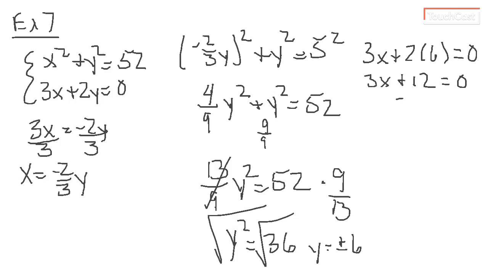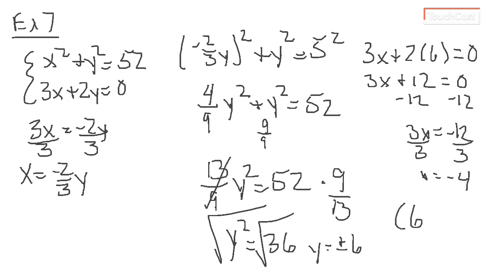If we subtract 12, we're going to have 3x equals negative 12. We then need to divide by 3. So we're going to get that x equals negative 4 in this case. So one of our solutions is at the point 6, negative 4. I've run out of room, so I'm going to clear my page so we can work on what to do with the negative 6.